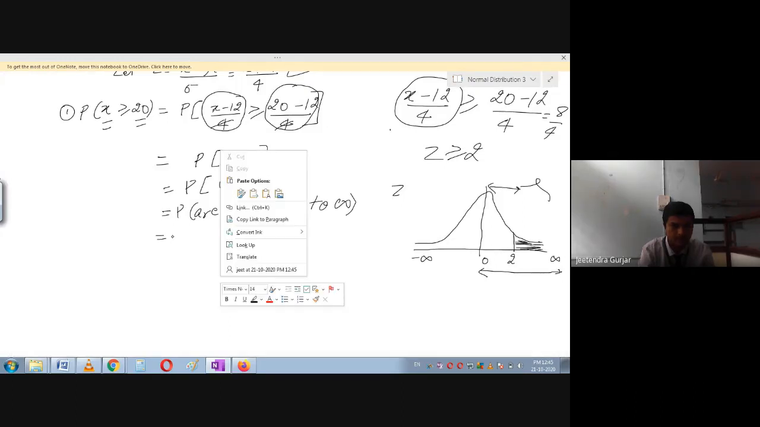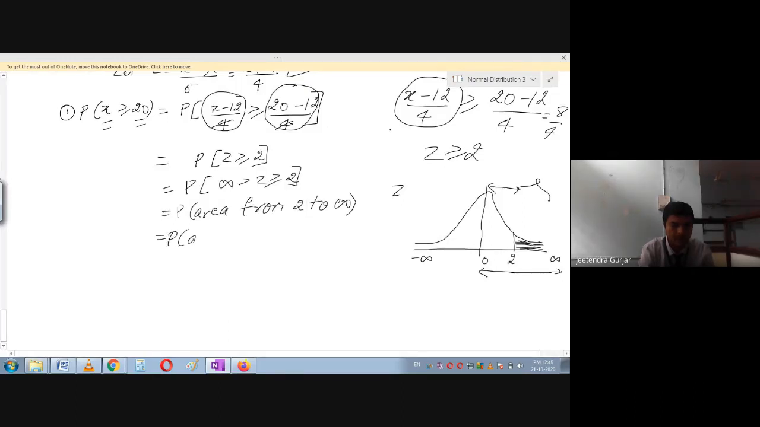So this point is here. Okay, so this is probability P of area from 0 to infinity, which I will take first, then I will subtract the probability of area from 0 to 2 students. So this is equal to, as you know, area from 0 to infinity is 0.5.